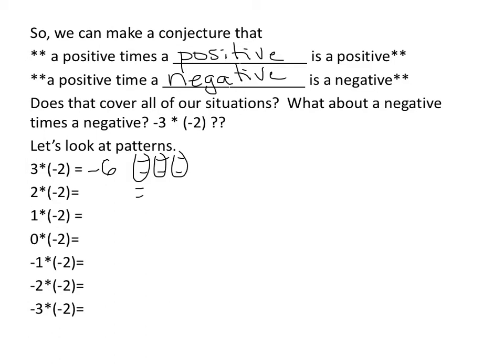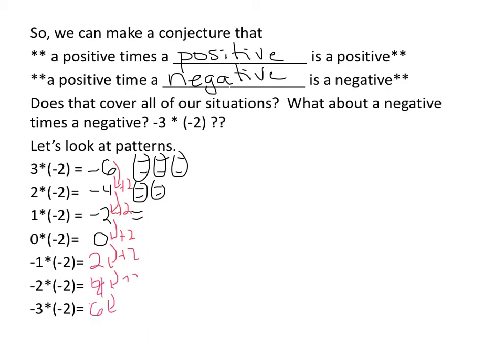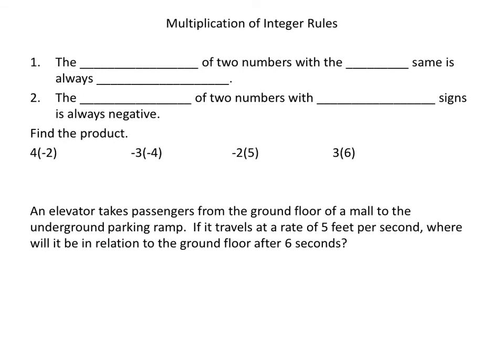2 times negative 2 is negative 4. 1 times negative 2 would be negative 2. Well, 0 times anything is 0. Before we extend on, let's start to look at our pattern this way. If you notice, each time we are increasing by 2. So if we follow that pattern, 0 plus 2 is 2, plus 2 is 4, and plus 2 is 6. Now if you look at that, you notice that, well, wait a minute, on the bottom we had two negatives times each other and they equal a positive.